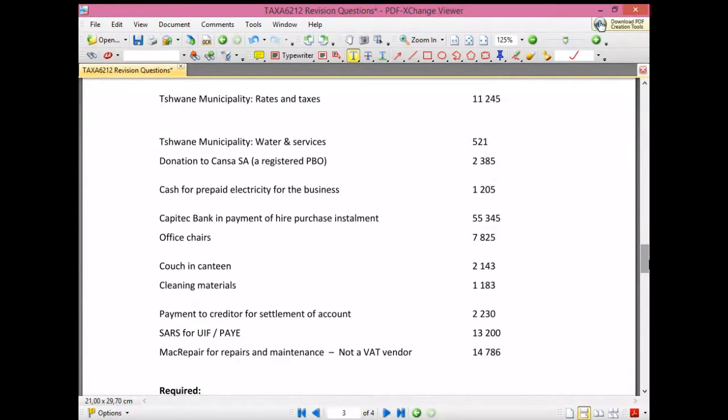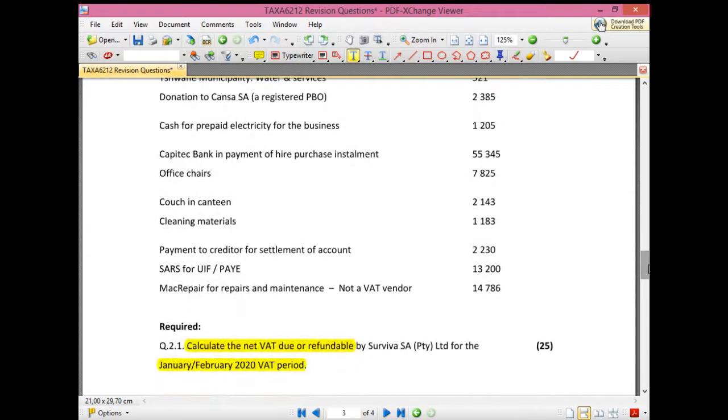You've got cash for prepaid electricity. You've got a capital bank payment of hire purchase installments. You've got office chairs, a couch in the canteen, cleaning materials, a payment to a creditor for settlement account, SARS, UIF, and PAYE, and you've got repairs that were from a non-VAT vendor. So you can see there's quite a lot of different types of transactions happening here.